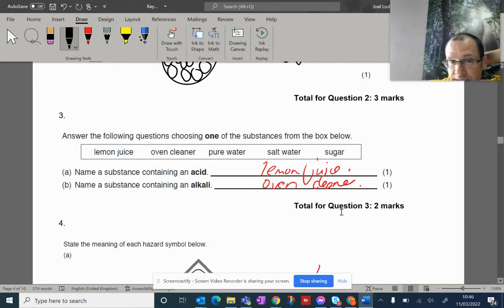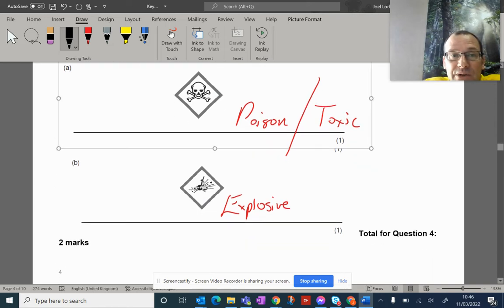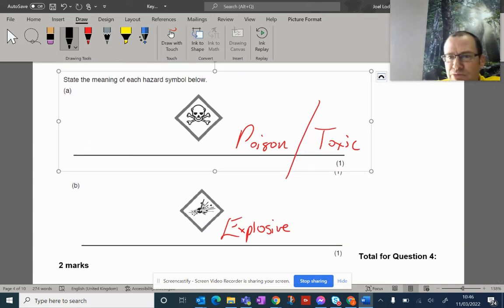Name a substance containing an acid. A lot of people got this one right, so lemon juice was well done. The alkali, a lot of people are putting salt water. Salt water is not an alkali. It's just water with salt in it. It doesn't have a different pH, so oven cleaner was the right answer there. Poisonous or toxic was accepted here, and explosive for that one. Those were pretty well done, so everyone seemed to remember that.